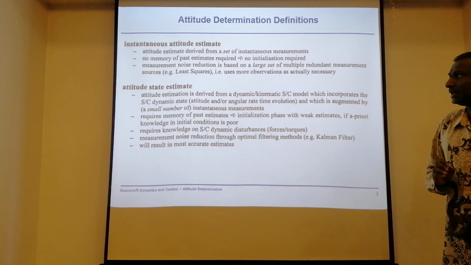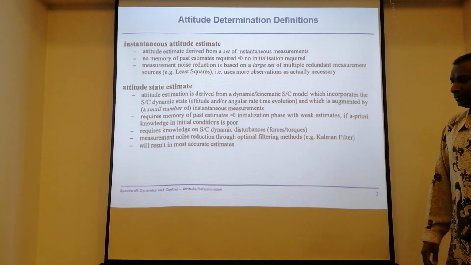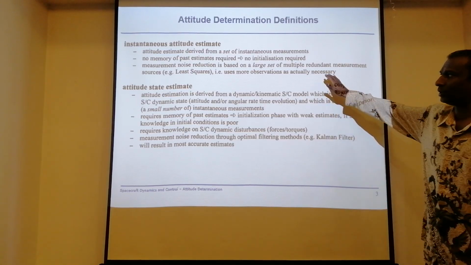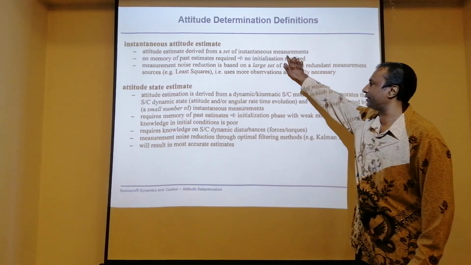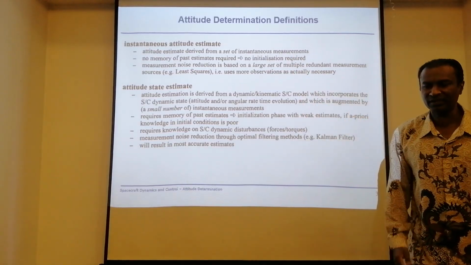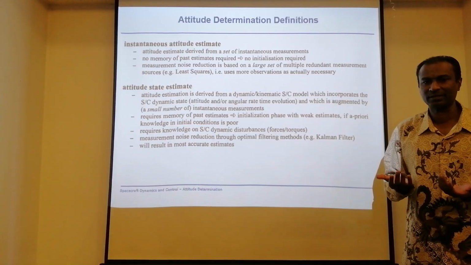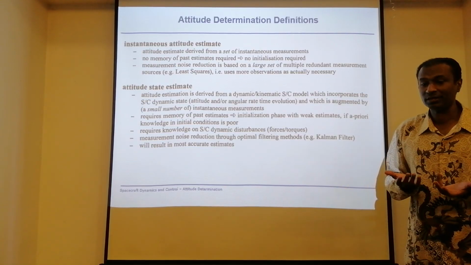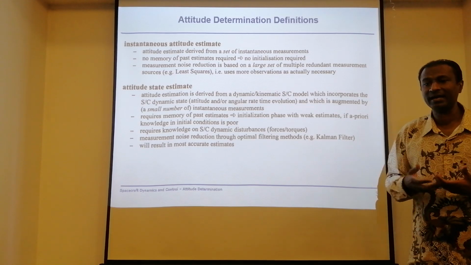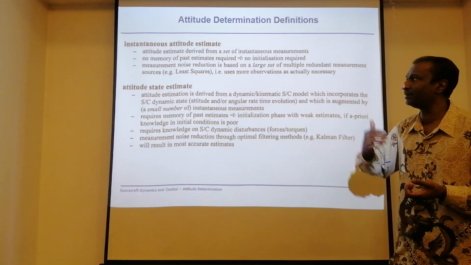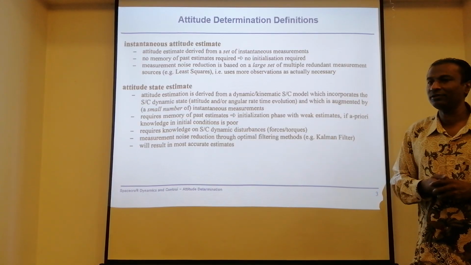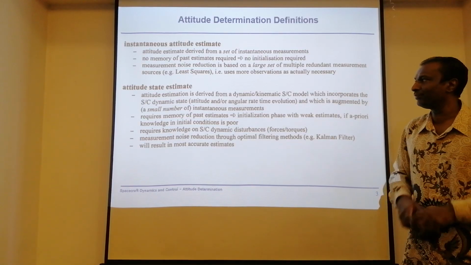Now, instantaneous attitude tells you that at the exact time, a set of measurements should be made available by the spacecraft. A good example is that, let's say I have 3 gyros in all those 3 axes. Technically, instantly I should be able to tell you the exact attitude.